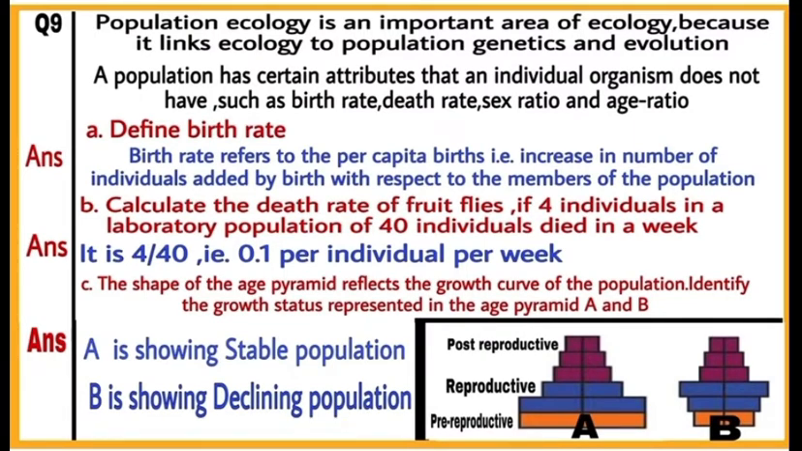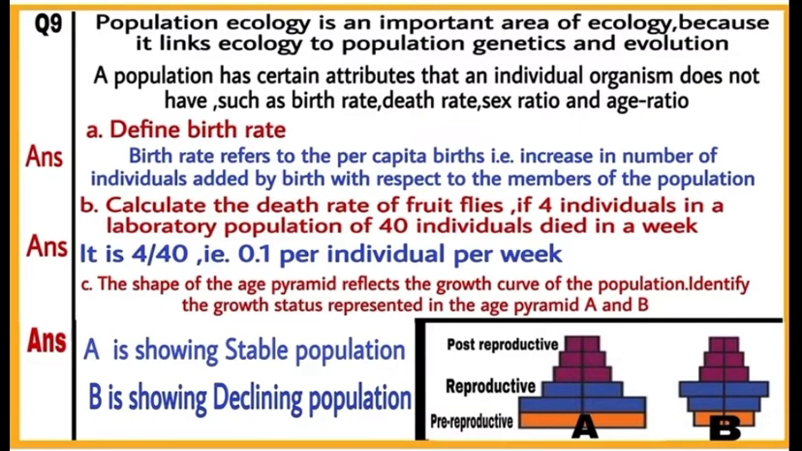Means birth rate calculate करने के लिए आप number of births at particular time को divide करेंगे with initial number of individuals in the population से. Part B, calculate the death rate of fruit flies if 4 individuals in a laboratory population of 40 individuals died in a week. यहाँ formula use करेंगे number of deaths divided by initial number of individuals से. So, divide 4 by 40 and answer will be 0.1 per individual per week.